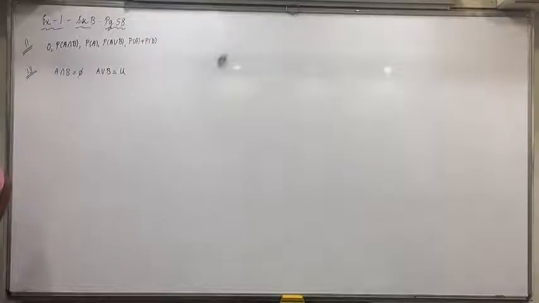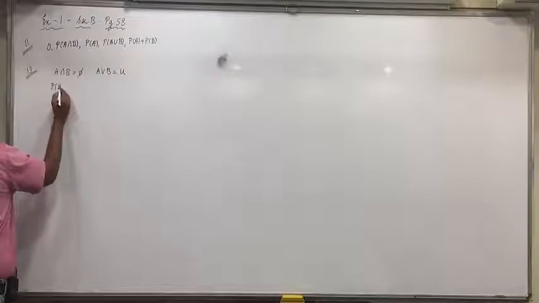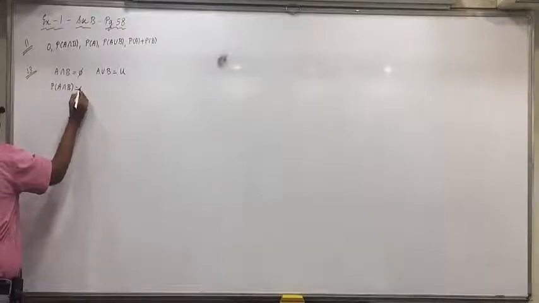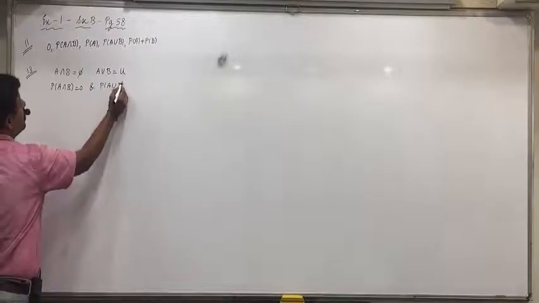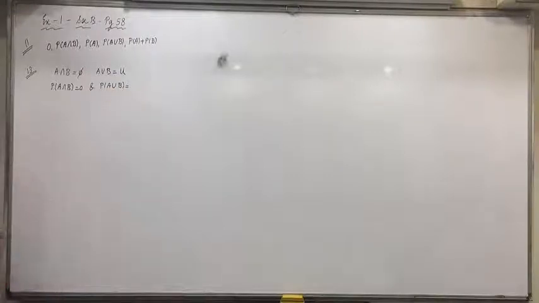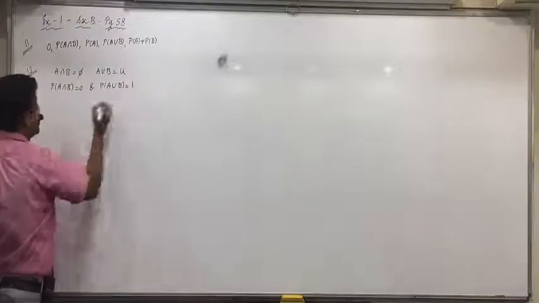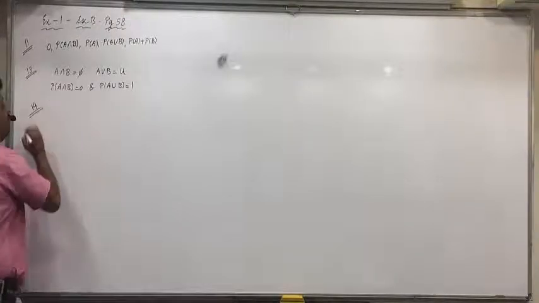Khushi. 0. A intersection B is null set. So what will be P of A intersection B? 0. What will be P of A union B? If A union B is equal to sample space, then what will be the probability of A union B? That's 1. Entire sample space, so probability will be equal to 1.